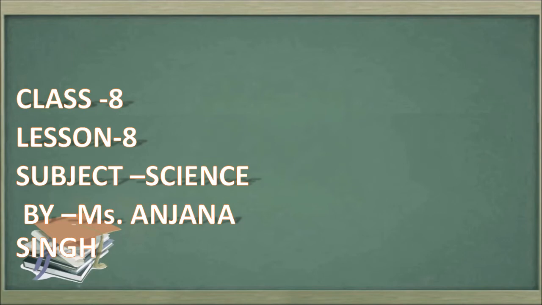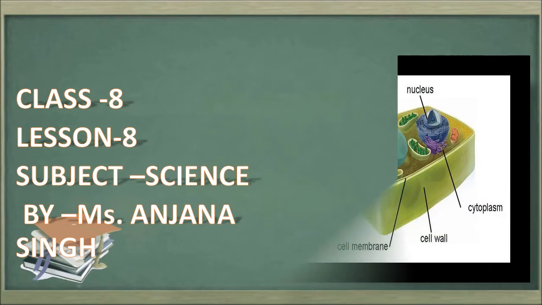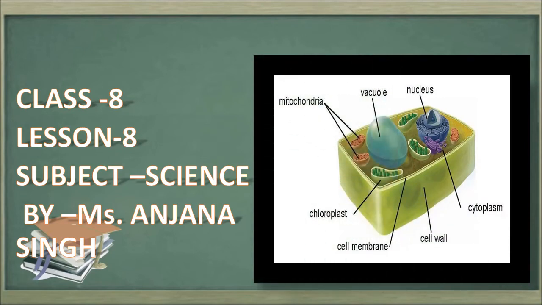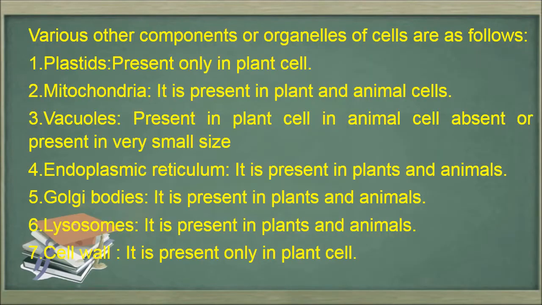Cell, the structure and functional unit of life. So we need to proceed further. Various other components or organelles of cells are as follows. Let's have a quick look at the cell organelles. First one is plastid. It's present only in plant cells and is absent in animal cells.